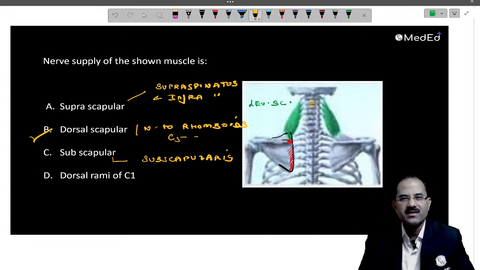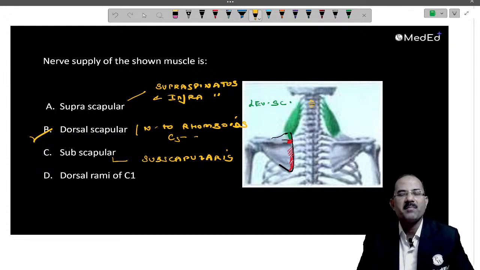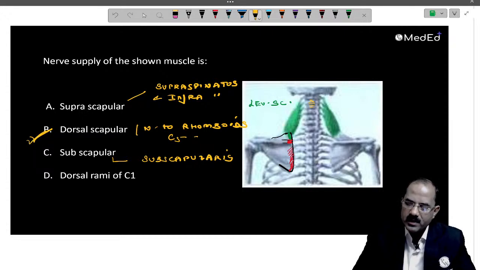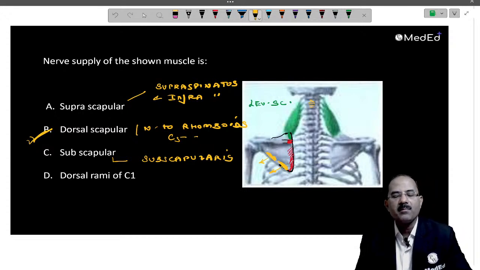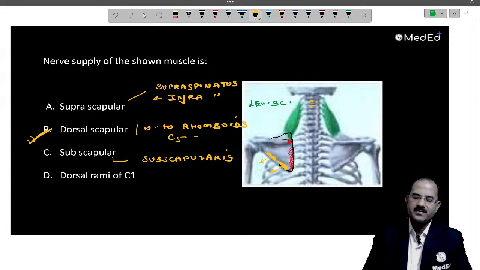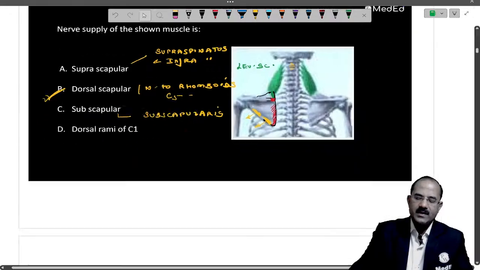Dorsal ramus of C1 supplies the muscles of the back. The answer for this is dorsal scapular nerve. What are the muscles attached here? Can anyone tell me what is this muscle and what is this muscle? This is the teres minor and this muscle is the teres major. Teres minor, teres major. Okay. Perfect. So let us go to the next slide.